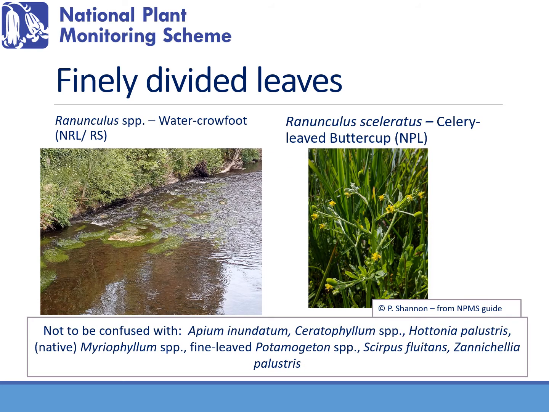The other group of species which have finely divided leaves are the ranunculus, or water crowfoot. These are most commonly associated with rivers and streams, but you can find species in standing waters too. They are characterised by big beds of long, finely divided leaves and stems, which can form very dense beds that swing and sway in the stream.